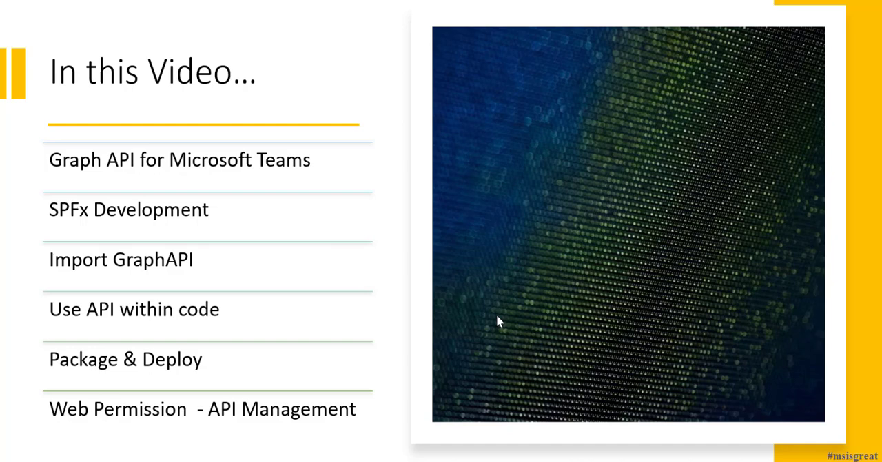SharePoint Online. The example I would take here is SharePoint Online, which is my SharePoint Online site. Later I would show you the site and demo how to deploy and package it. And finally, how do you set up the web permission to make sure that the Graph API is being called from SharePoint Online. So let's start doing it.